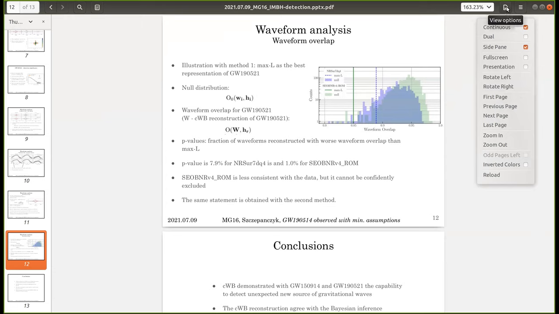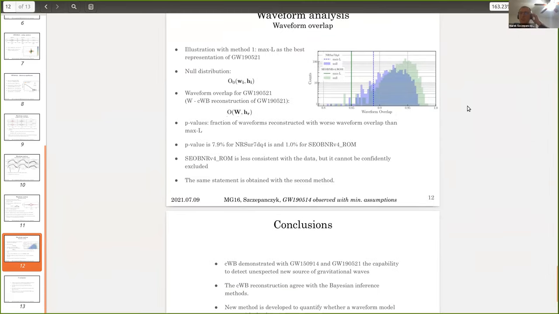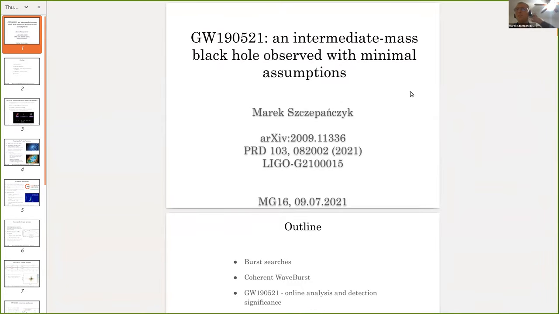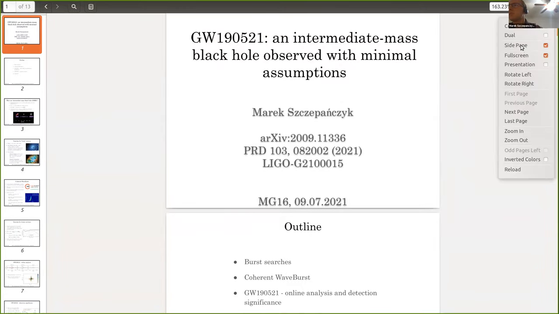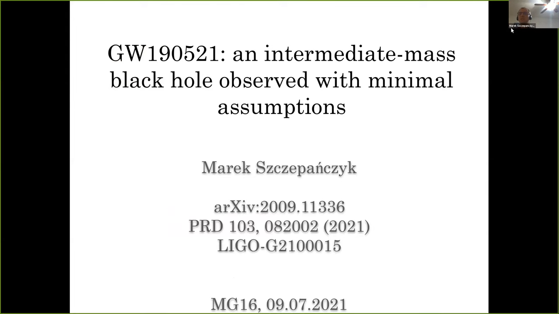Yes, we can see your slides, but not in full screen. Okay, so now it should be in full screen. On full screen, but presentation mode. Oh, perfect. Yeah. Perfect.